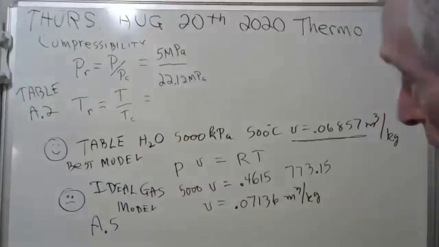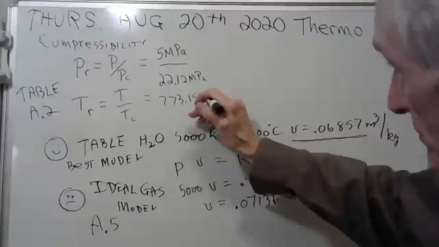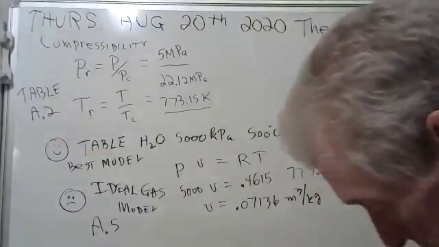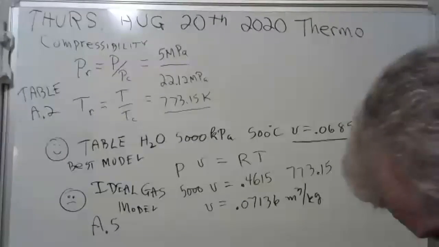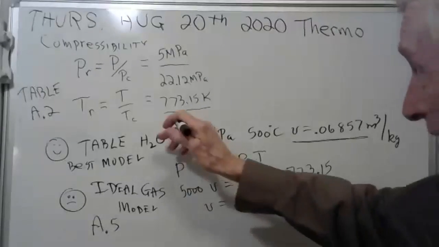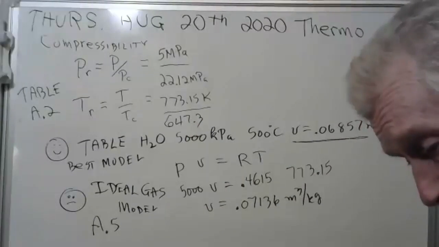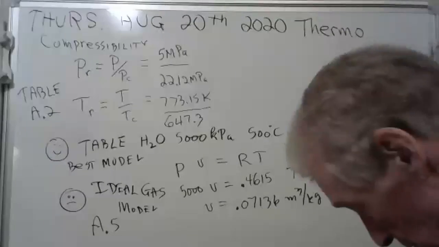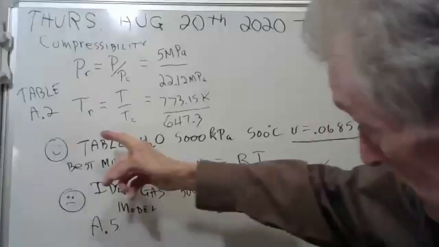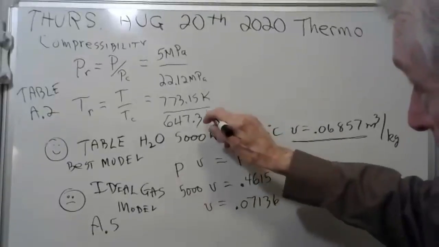And now the temperature has to be in Kelvin though. It's 773.15. And you have to divide by, you go to table A.2 and you find water, and you divide by 647.3. If you know how to go to your tables, some of you might have figured it out. See if you can find table A.2 and find those critical values.